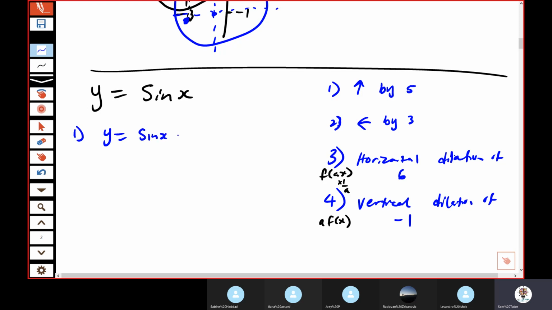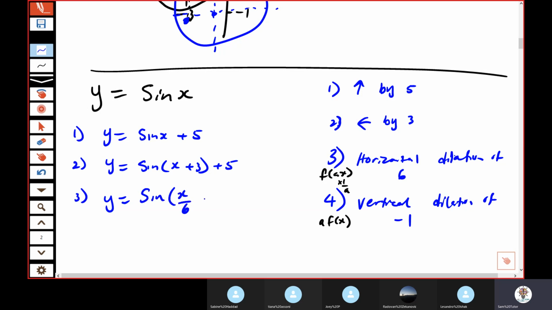1. Y equals 2. Y equals 3. Y equals horizontal dilation. That means change your x to a 1 on a. So that means instead of it being x plus 3, no, I'm wrong. Instead of it being an x, it becomes x on 6. I was going to say the whole thing's on 6. That's wrong. It's sine x on 6 plus 3 plus 5.